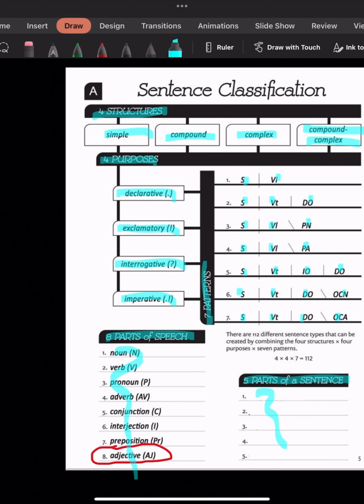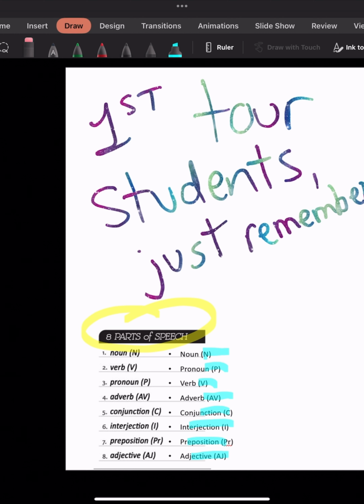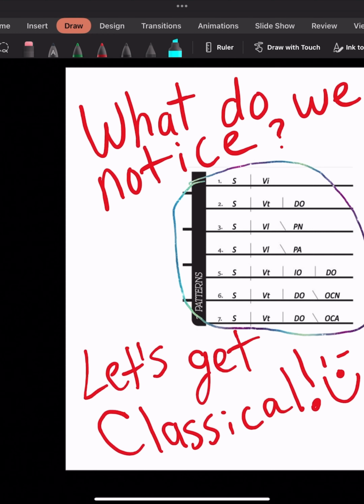So it's up to the teacher, which is the parent, to come up with what they expect from their kiddo or kiddos on that first tour. But again, just remember that there are 8 parts of speech, and if you want to, you can remember what the parts of speech are. Okay, so we're going to move on to the 7 patterns, and we're going to make that a different part to add in here.